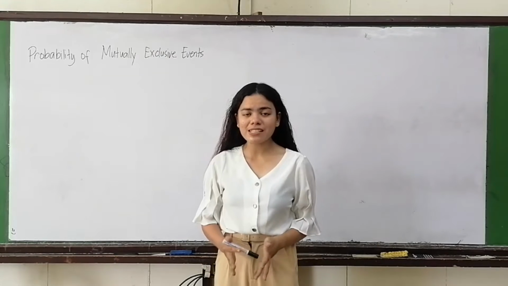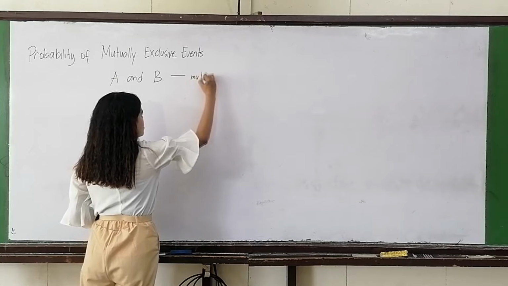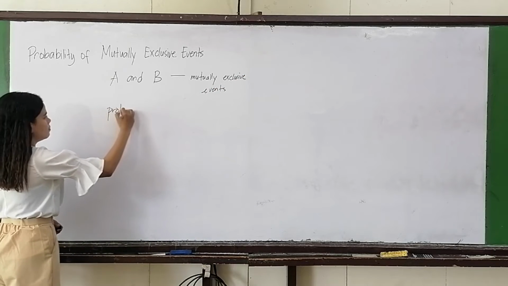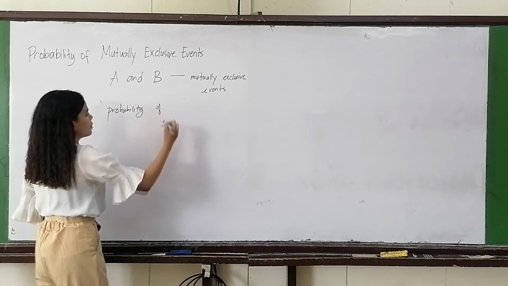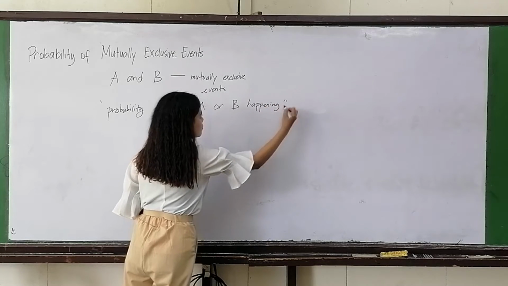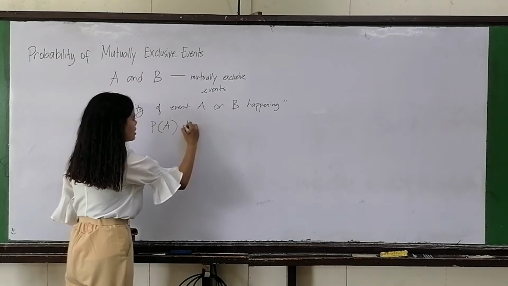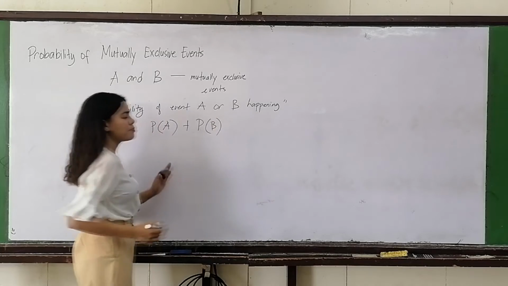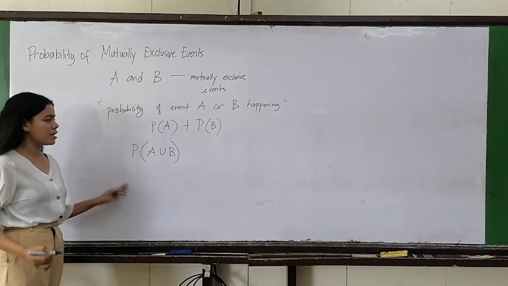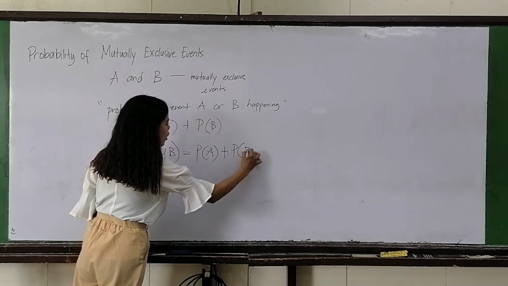It cannot be both. When 2 events are mutually exclusive, let's say we have events A and B to be mutually exclusive, then the probability of event A or B happening is the sum of the probability of A, which is denoted by P of A, and the probability of B, which is denoted by P of B. So in symbols, we have the probability of A union B, or the probability of A or B, is equal to the probability of A plus the probability of B.